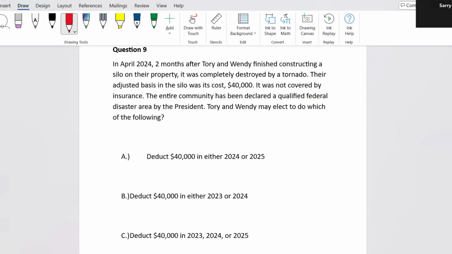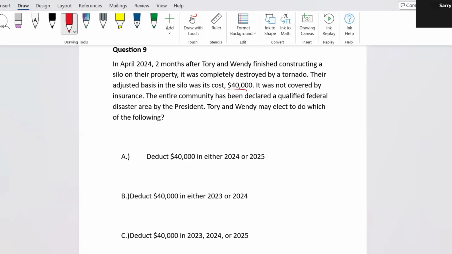Okay, in April 2024, 2 months after Tori and Wendy finished constructing a silo on their property, it was completely destroyed by a tornado. Their adjusted basis in the silo was its cost, $40,000. That's how much it cost them to build that. It was not covered by insurance. The entire community has been declared a qualified federal disaster area. What can they do from a tax perspective?